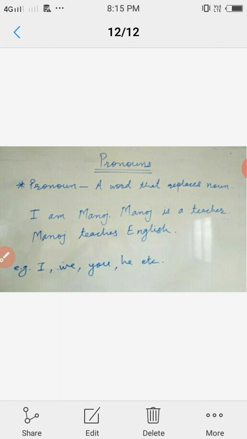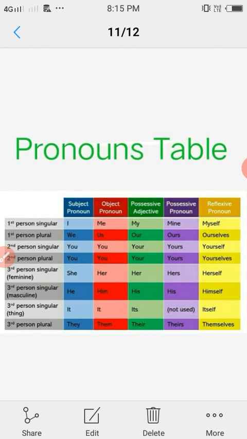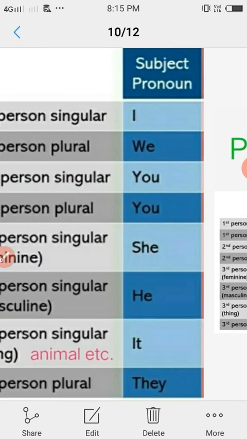Let's learn something more about pronouns. Here is the pronouns table. So what information is provided over here? Whatever pronouns there are in English, they are used according to persons. That is, first person, second person and third person. And next, the columns given over here all have titles: subject pronouns, object pronouns, possessive adjectives, possessive pronouns, reflexive pronouns. What they mean or how they work, let us learn one by one, each column.